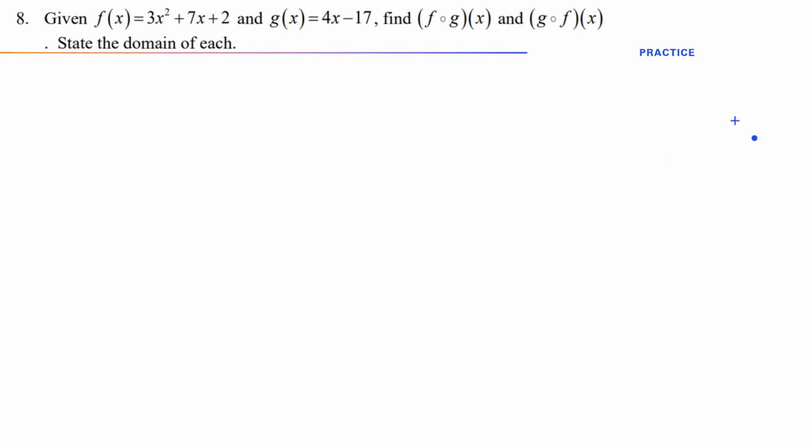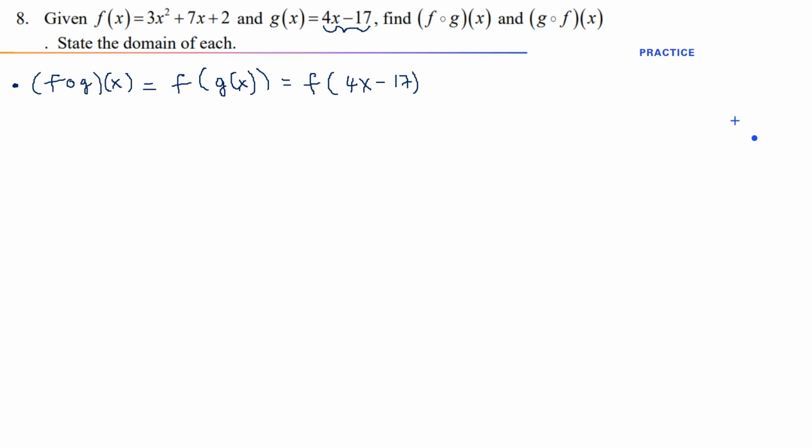Okay, so for these questions, they don't ask you for a specific value. They're just asking how to find it, so we just write that. For the first one, we have f of g of x, right? That means you have to find f of g of x. So what is g of x? It is given as 4x minus 17. So we write f of 4x minus 17.